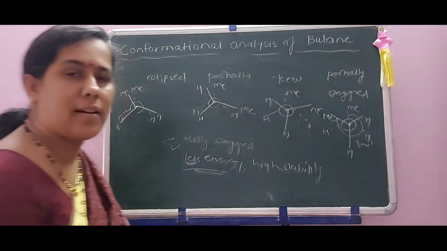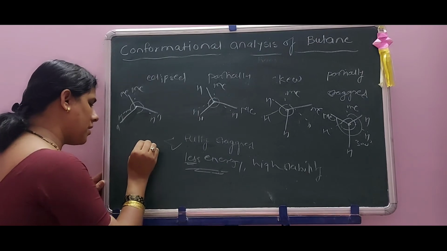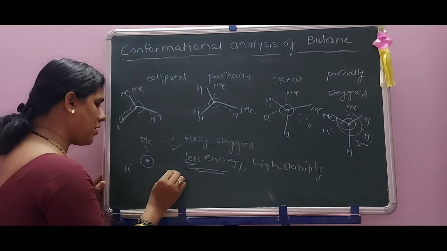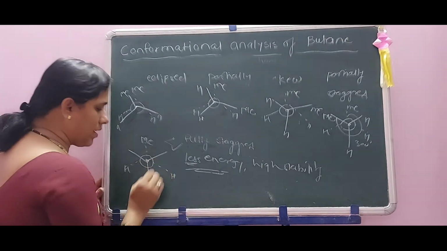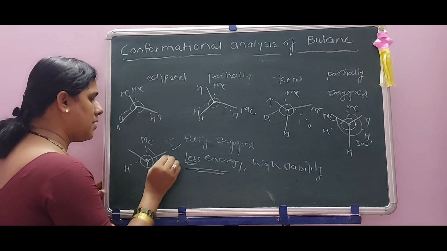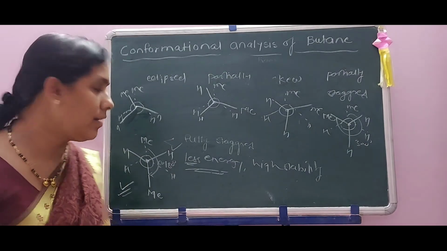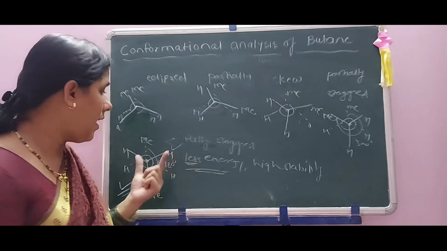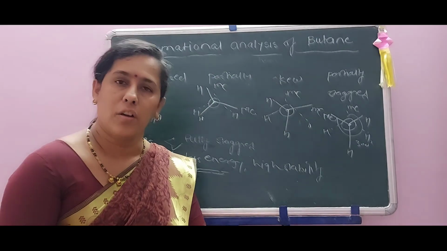And for the fully staggered structure, which is the most stable structure, see here: this is Me, H, H and here like this. What is the angle? Me at 180 degrees, theta equal to 180 degrees, here H and here H. This is the most stable structure, which can exist with less energy and high stability. Thus we have explained the conformational analysis of butane.